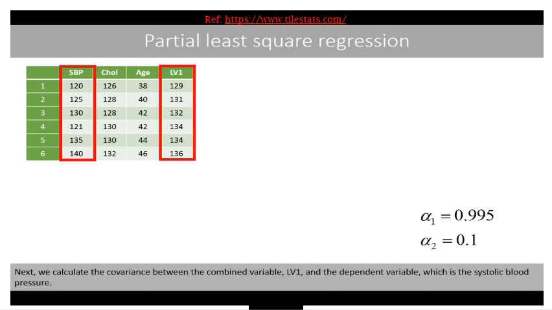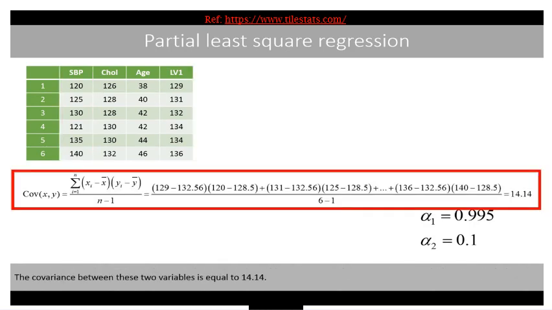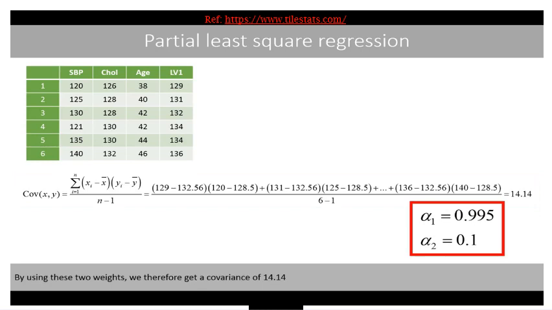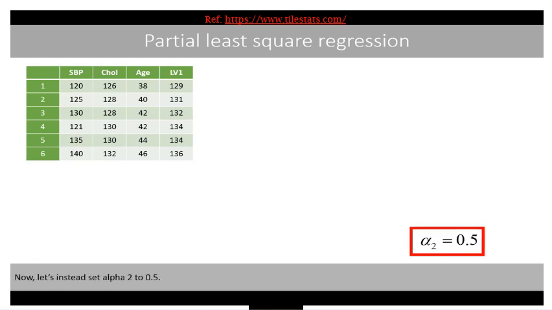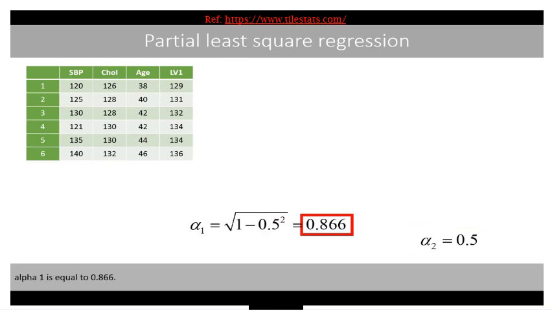Next, we calculate the covariance between the combined variable, the latent variable 1, LV1, and the dependent variable, which is the systolic blood pressure. The covariance between these two variables is equal to 14.14. By using these two weights, we therefore get a covariance of 14.14. Now, let's instead set alpha 2 to 0.5. If alpha 2 is equal to 0.5, alpha 1 is equal to 0.866.